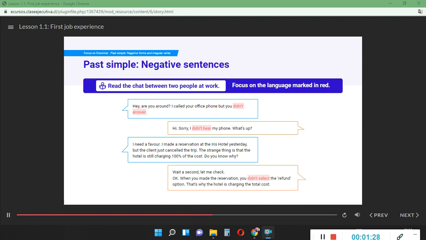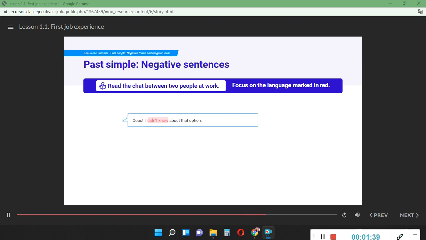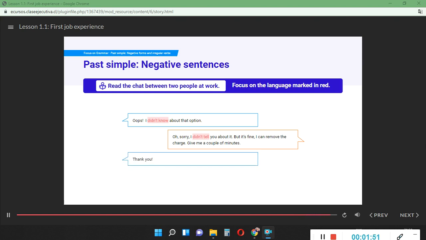Okay. When you made the reservation, you didn't select the refund option. That's why the hotel is charging the total cost. Oops, I didn't know about that option. Oh, sorry. I didn't tell you about it. But it's fine. I can remove the charge. Give me a couple of minutes. Thank you.